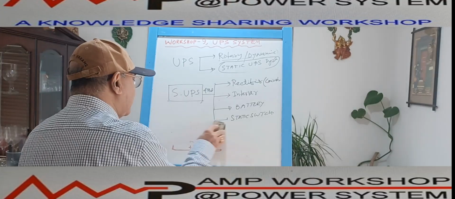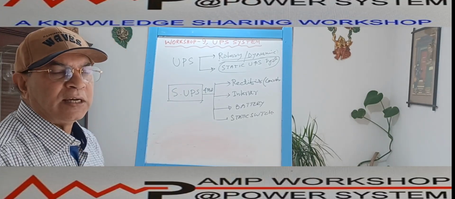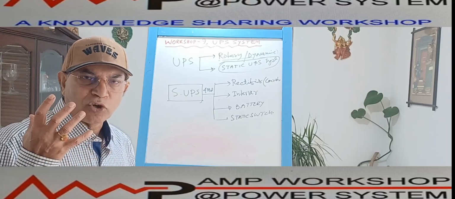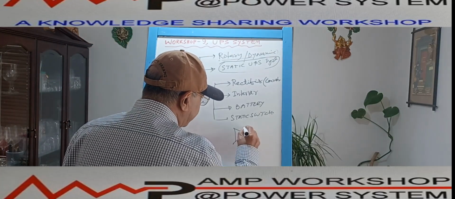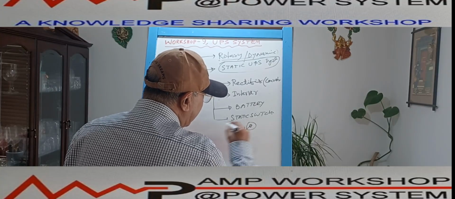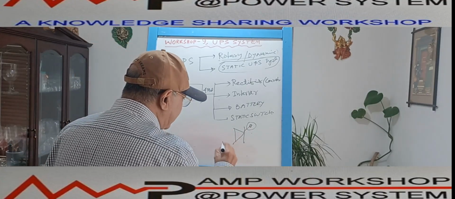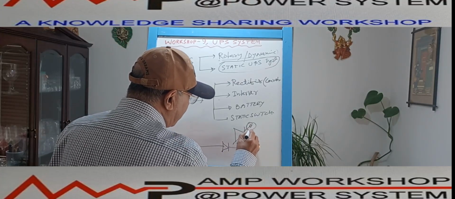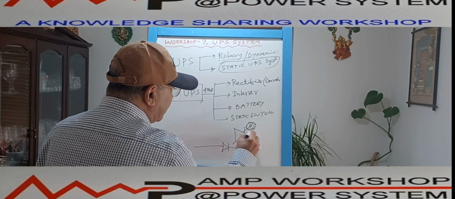And the fourth module is a static switch. This is actually a two-pole switch. This switch is made of thyristors. You know thyristor is a solid state device. We symbolize the thyristor in this way. So this is a gate. The difference between this thyristor and the diode is that there is only one extra terminal here, which we call the gate.